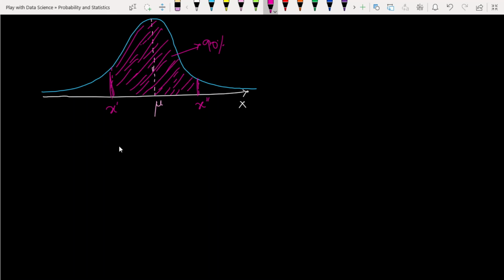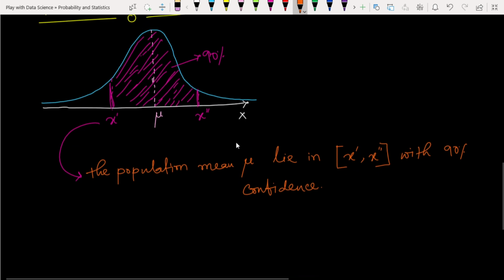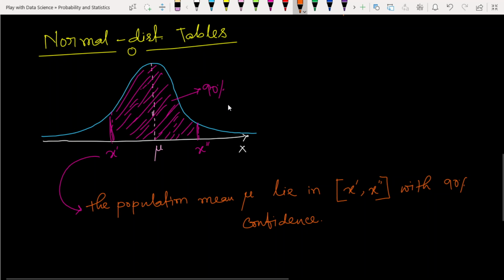Now from this range we can conclude that the population mean mu lies in the range x dash to x double dash with 90% confidence.